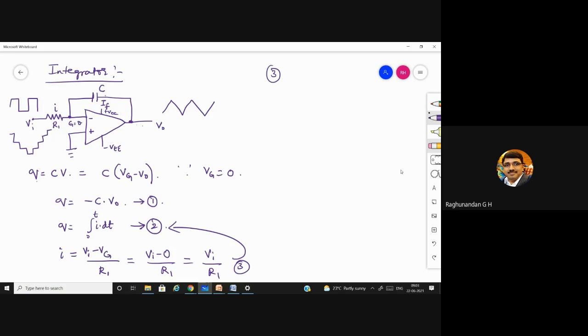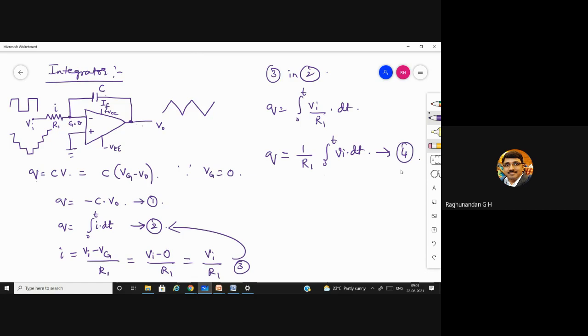On substituting 3 in 2, we get Q is equal to integral from 0 to t of Vi by R1 into dt. Among this, which is constant and which is variable? Resistance is constant. Take it outside: Q is equal to 1 by R1 times integral from 0 to t of Vi into dt. Take this as equation number 4.